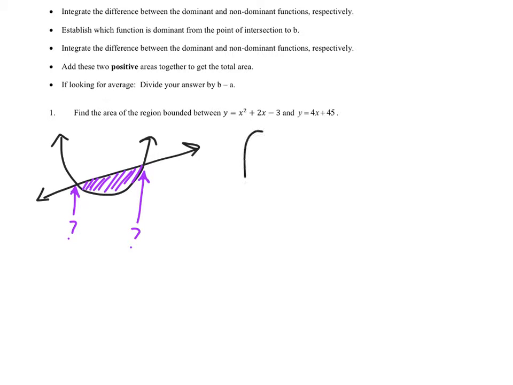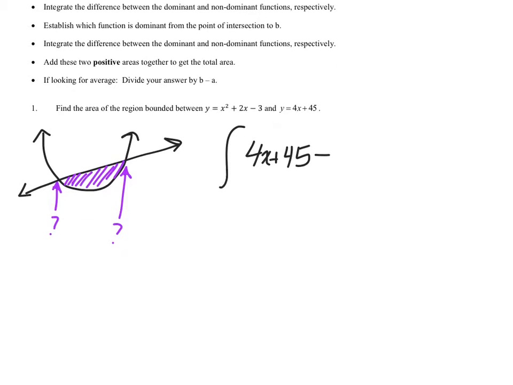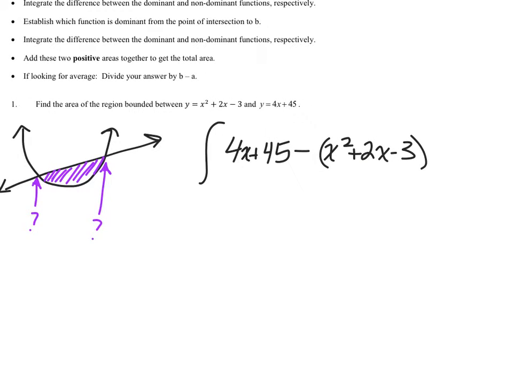My integral is going to look like this: 4x plus 45 minus the parabola, so parentheses x squared plus 2x minus 3, dx. I just need the lower and upper bounds, and that's going to come from these intersection points.